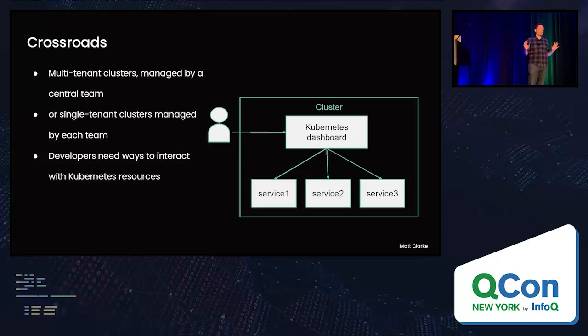We need to think about how we're going to create a platform for the engineers at the company. You've really got two main choices here: multi-tenant clusters managed by a central team, or single-tenant clusters where the tools to provision them are managed by a central team. I think both of those fall into platform engineering, and I don't think there's a right or wrong answer. It really depends on your organization. This talk is going to be relevant for both, but when you start to provide these platforms, the developers need a way to interact with these Kubernetes resources, and this becomes difficult.